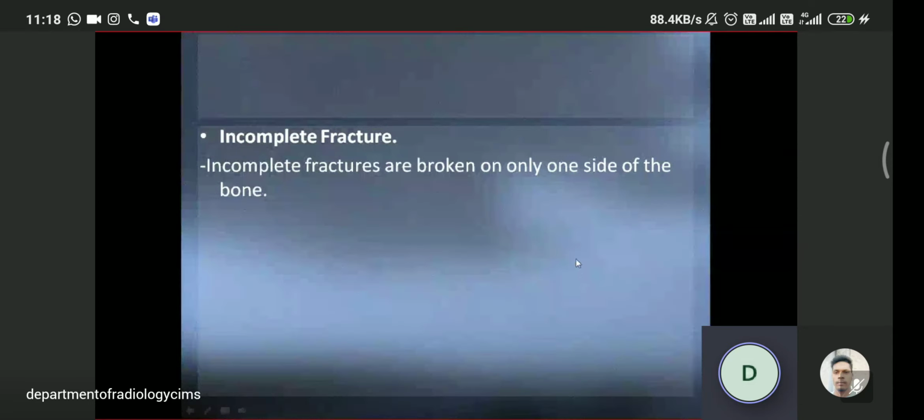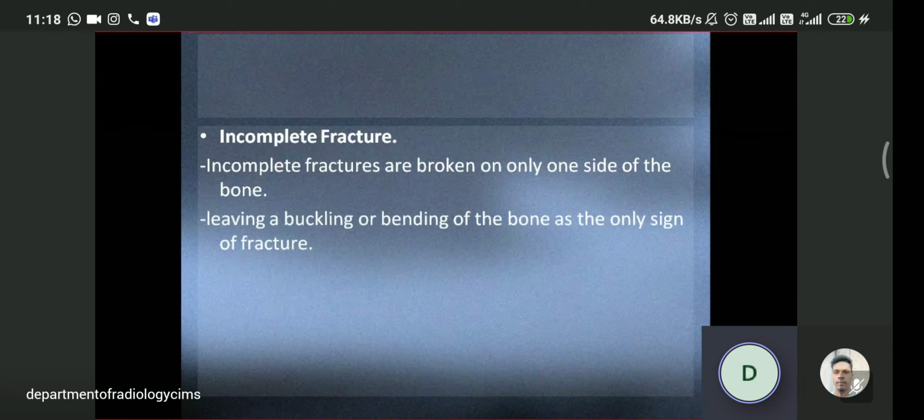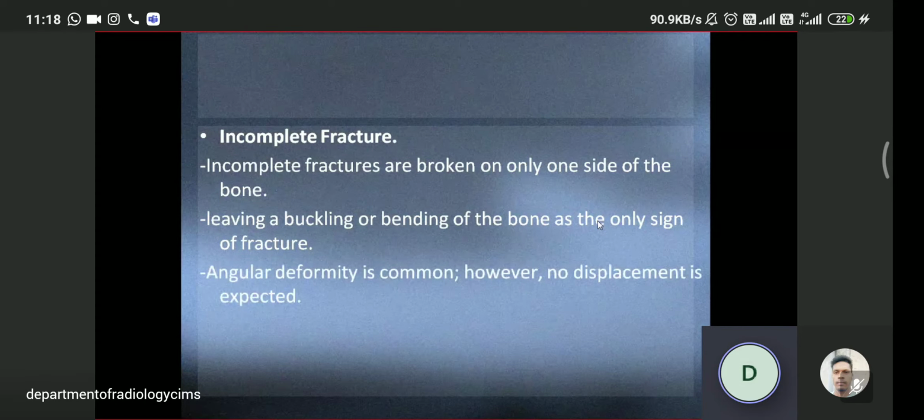Incomplete fracture is when the bone is broken on only one side, meaning only one cortex. So it is a unicortical fracture and it leaves a buckling or bending of the bone. So let's see the names. The first type is the greenstick fracture. You often hear this term in your pre-PG exam, greenstick fracture.